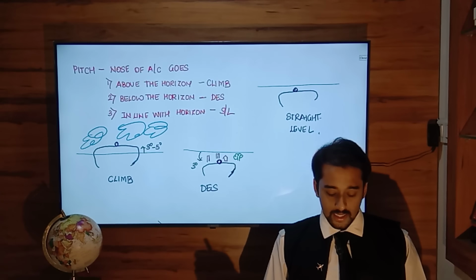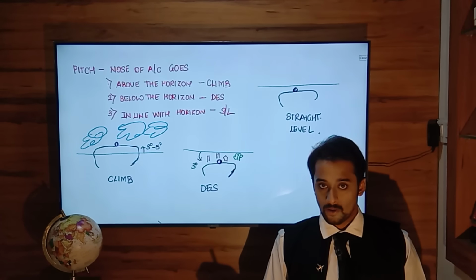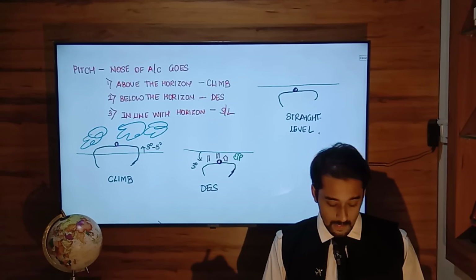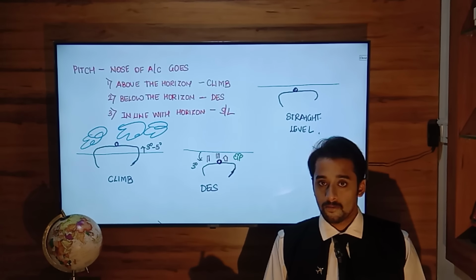Okay, so pitching is when the nose of the aircraft goes up or down relative to the horizon: pitch up, pitch down, pitch more up, pitch more down. Okay, and then when you are straight and level, next, let's go to roll.